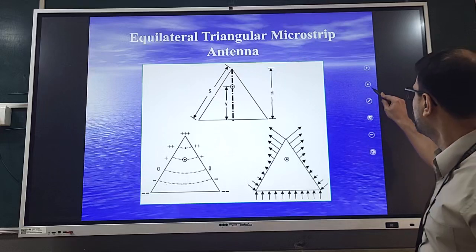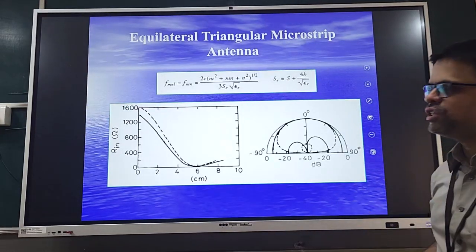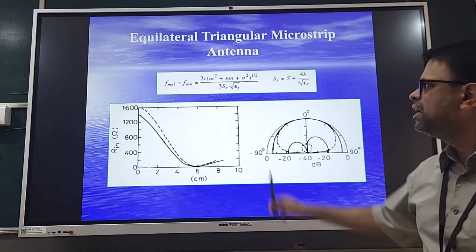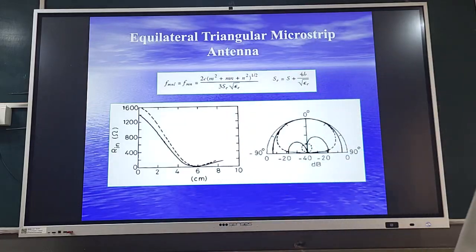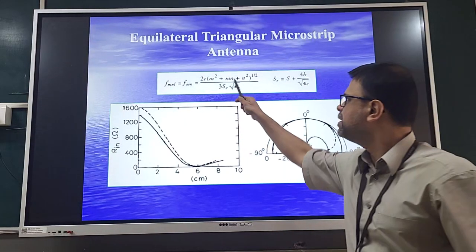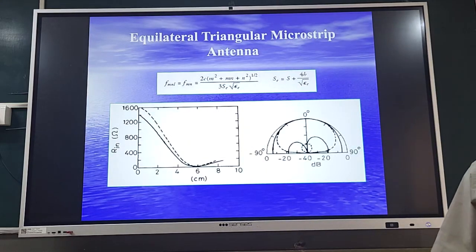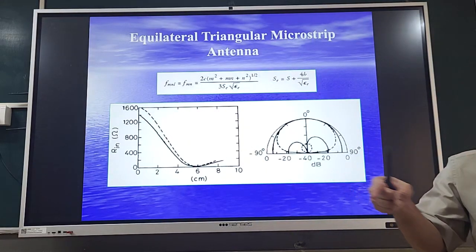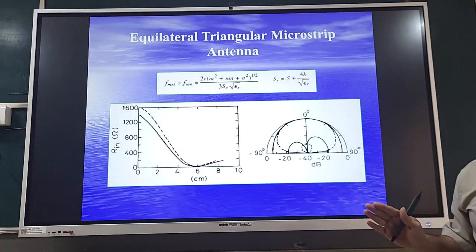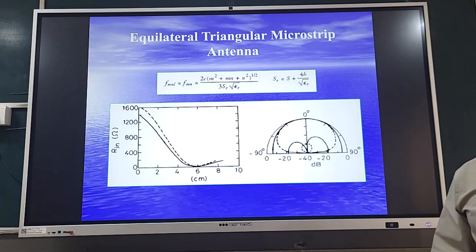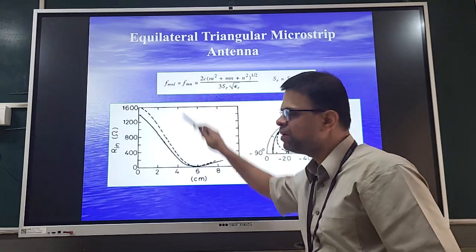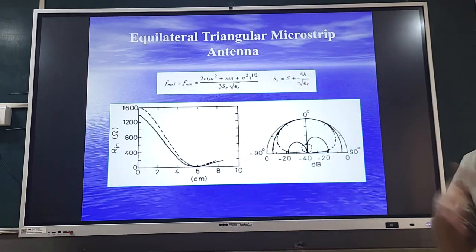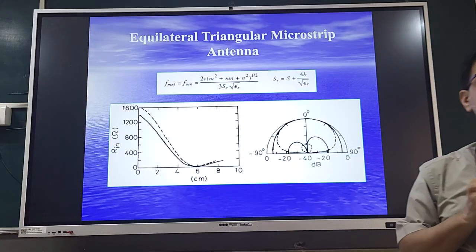If I just go to the resonance frequency equation of ETMSA to begin with, this is the resonance frequency equation for the equilateral triangular geometry. Here M stands for the number of half wavelength variations along the side length, the vertical side length, and N stands for the number of half wavelength variations along the base of the ETMSA, whereas L stands for the number of half wavelength variations along the height or the Z axis.